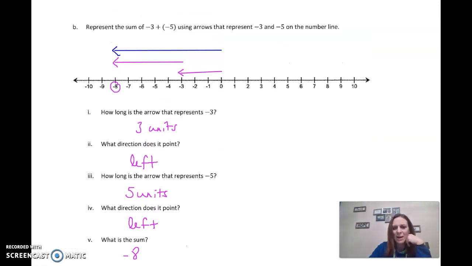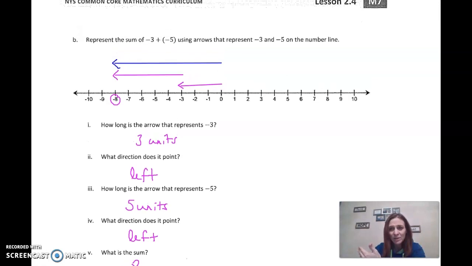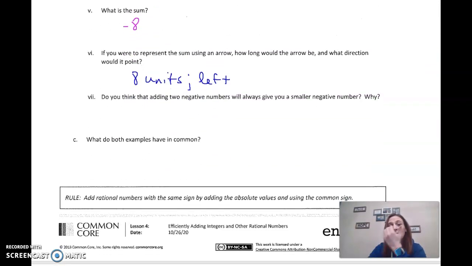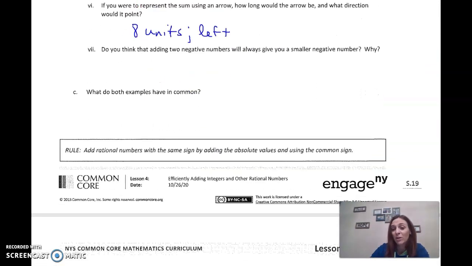Well, if anytime I'm adding arrows to the left, they're going to keep getting smaller. There's nothing coming back towards the positive side. So do I think adding two negatives will always give you a smaller negative? Yes. Why? Well, both arrows keep going left. And if we go left, that's the smaller numbers on the number line.